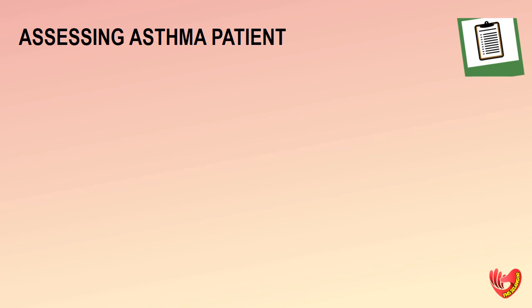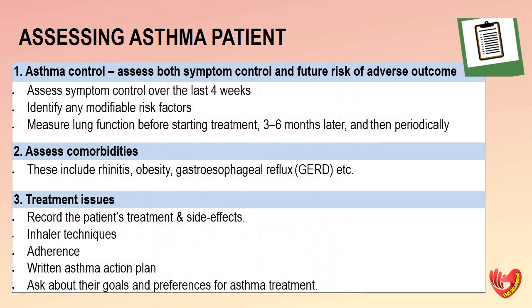How do we assess an asthma patient? For every patient, asthma control is assessed in two domains: symptom control and risk of adverse outcomes. Assess the symptom control over the last 4 weeks. Identify any other risk factors, for example, high reliever usage, smoking exposure, or socioeconomic problems. Assess for comorbidities such as rhinitis, gastroesophageal reflux disease, and obesity that could contribute to symptom burden and poor quality of life. Assess treatment issues, particularly inhaler technique and adherence.